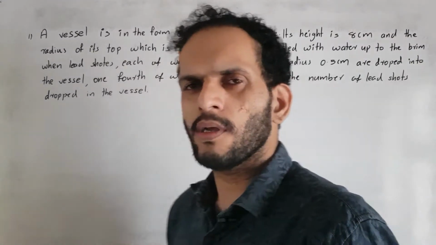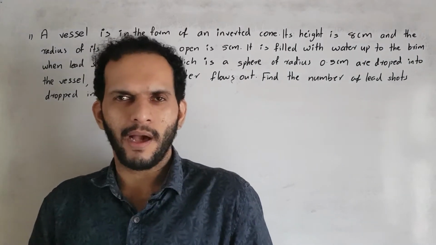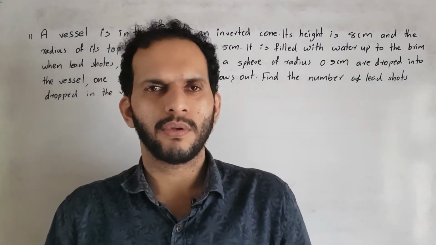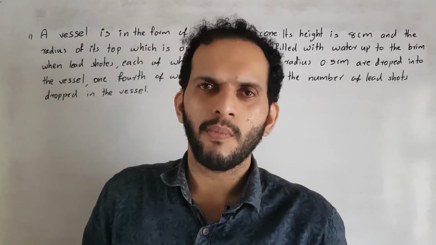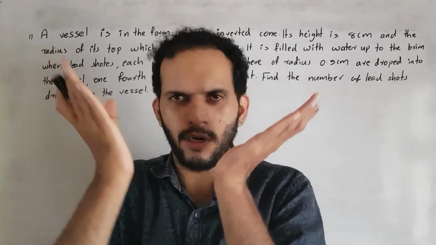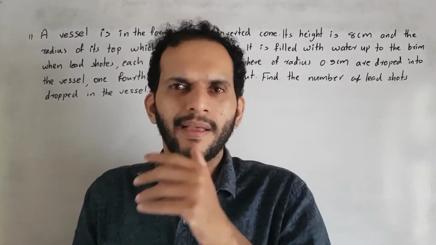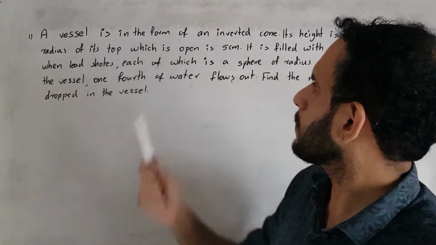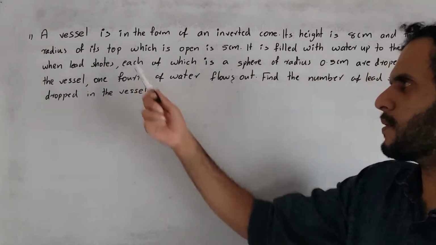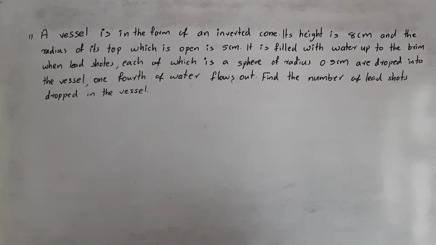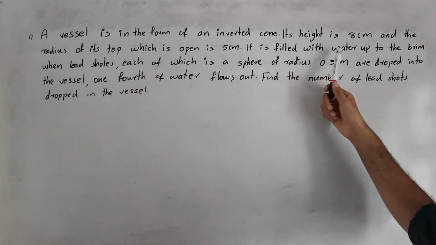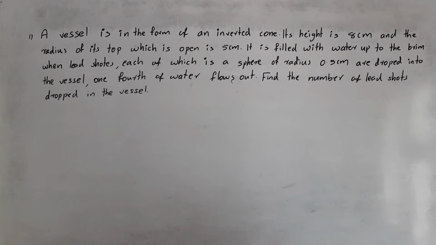Okay, the question is very easy. Everything is given directly. Then what is the question? We have a vessel in the form of a cone, an inverted cone, correct? And the radius is given. Radius is 5 centimeter. The top is open and we fill it with water up to the brim, correct?